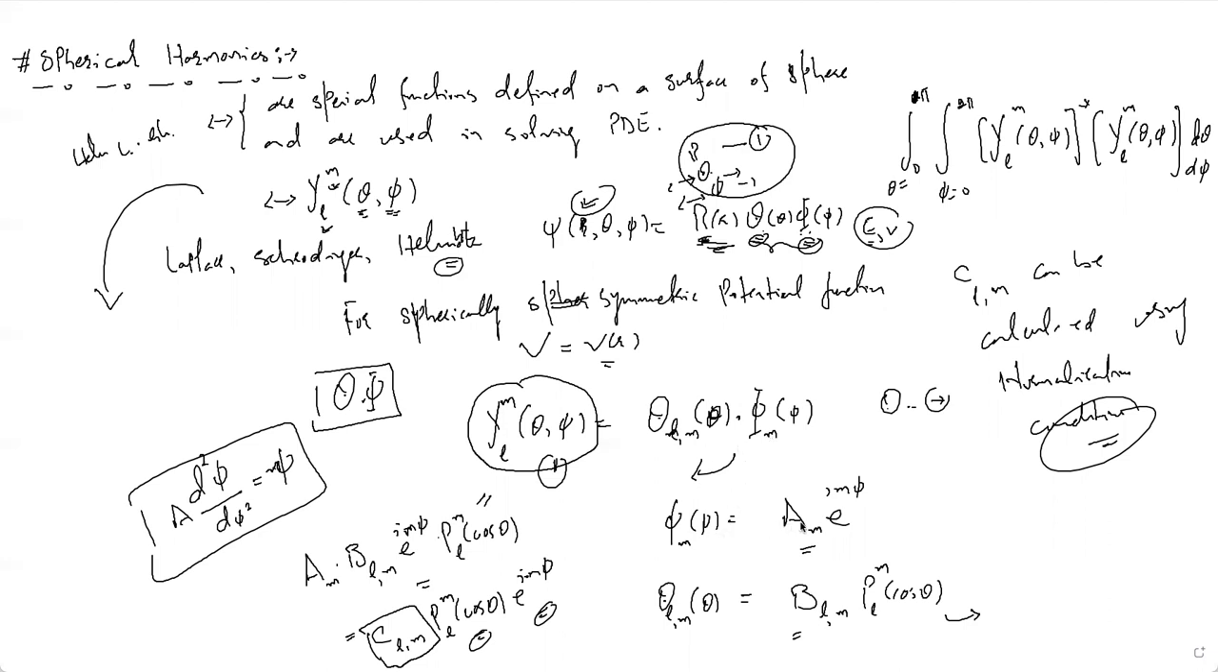The solution to the phi equation is given by e to the power i m phi, and the solution to the theta equation is given in terms of the associated Legendre functions. The product of these two solutions is what we call spherical harmonics.